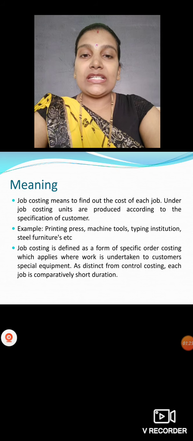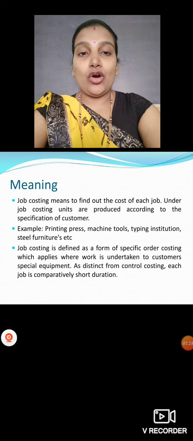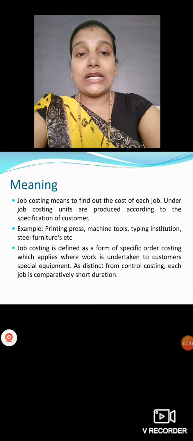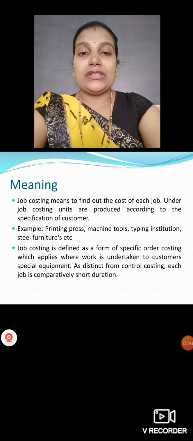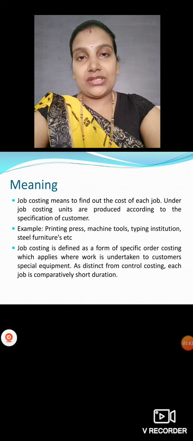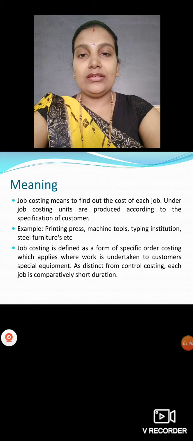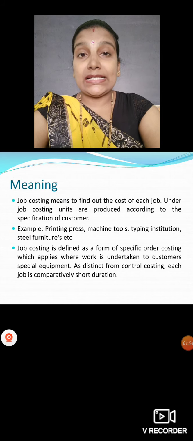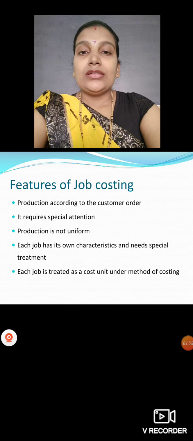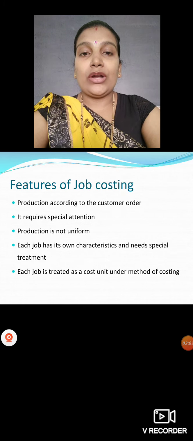Job costing is defined as a form of specific order costing which applies where the work is undertaken to customer special equipment. As distinct from contract costing, each job is of comparatively short duration. Okay, if you compare it with contract costing, it will be very short in duration. The products will be produced according to specific orders of the customers, which means uniform production will not be there.